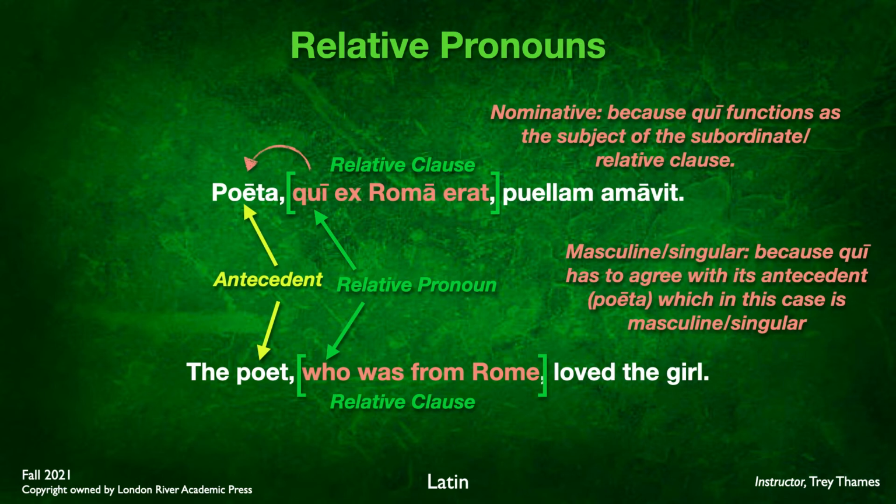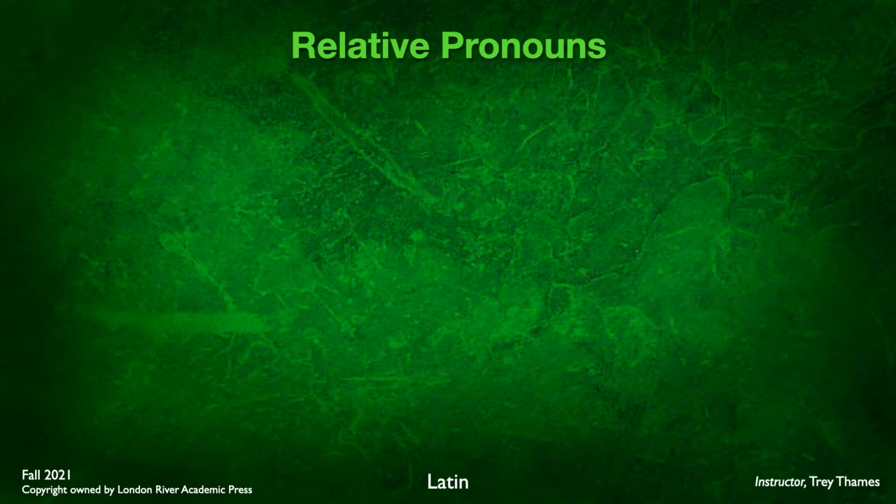The relative pronoun could be any case separate from whatever the case of its antecedent, because the case will be determined by how it's functioning in the sentence. In this case, it is the subject of erat, who was from Rome. It is the subject of erat. Qui is the subject of erat. So that's the reason why it's nominative. Let's look at a couple of rules here.